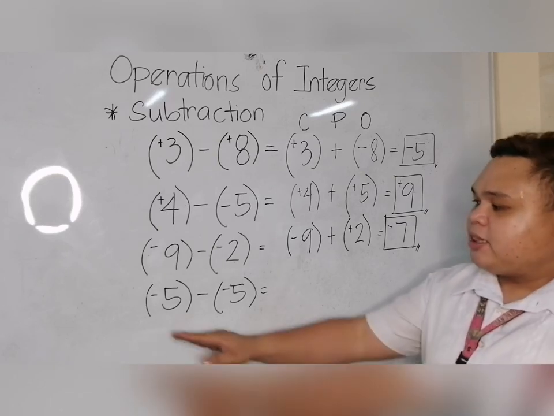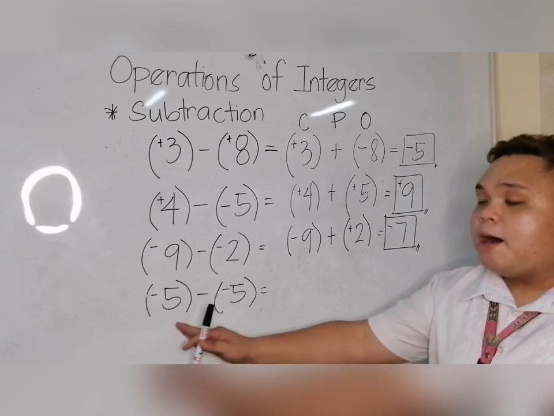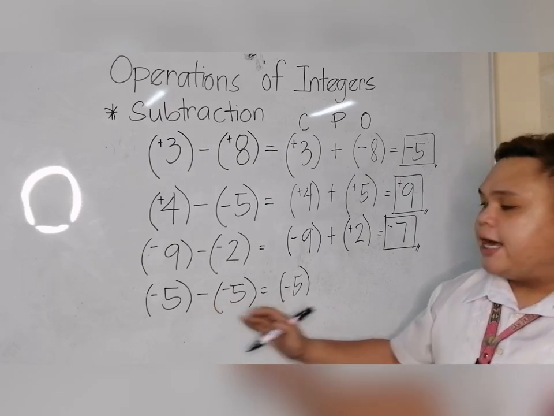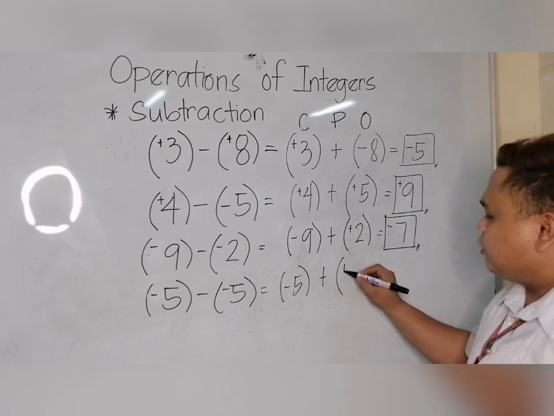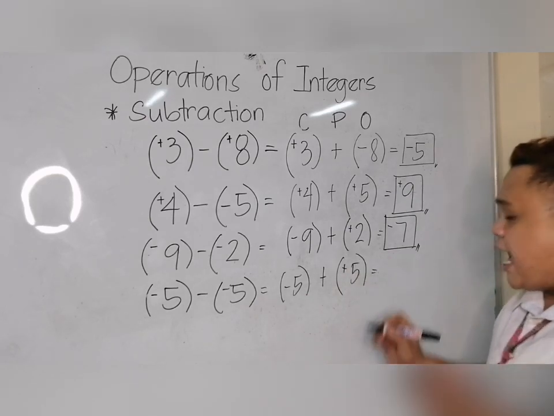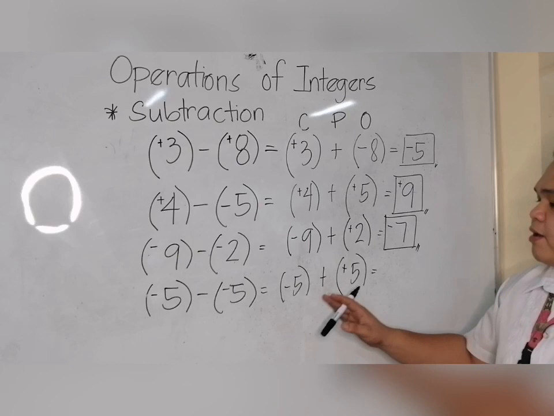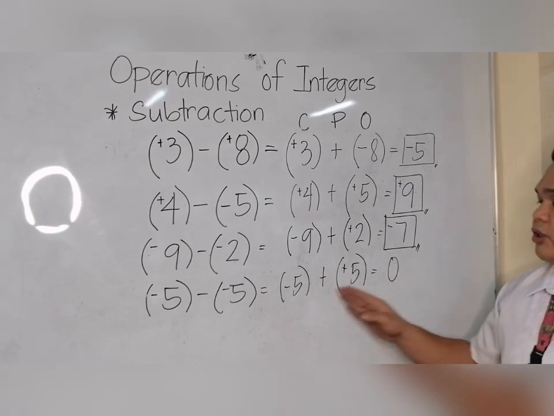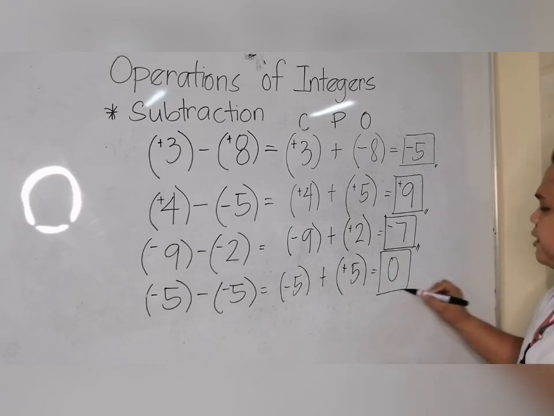Now, let's have here negative 5 minus negative 5. Again, our first step is to copy the first integer, which is negative 5. Change the minus sign to plus sign. And then, get the opposite of negative 5, which is positive 5. They have different signs, so all we need to do is to subtract the numbers and then copy the sign of the larger number. In this case, 5 minus 5 will be equal to 0. And since they are just equal, both of them are just 5, and 0 is neither positive nor negative, your answer will still be 0.